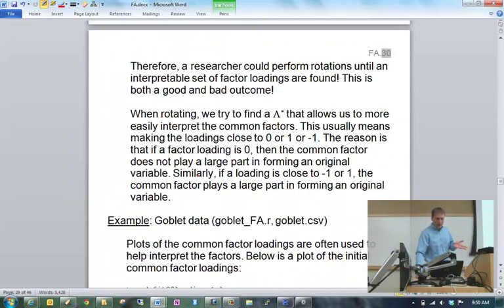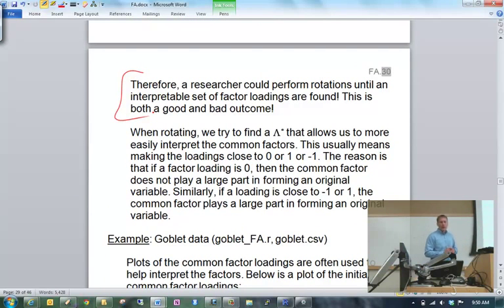Okay. So, therefore, a researcher could perform rotations, meaning find different T matrices, until they find an interpretable set of factor loadings, or the interpretation that perhaps they want. This is the problem that some people have with factor analysis. So, as I say here, this is both a good and bad outcome. Hopefully you see what the bad outcome is, that you can come up with an interpretation that you desire. That's not necessarily what's good in research to do. But it's good in that you could find maybe a better and easier interpretation.